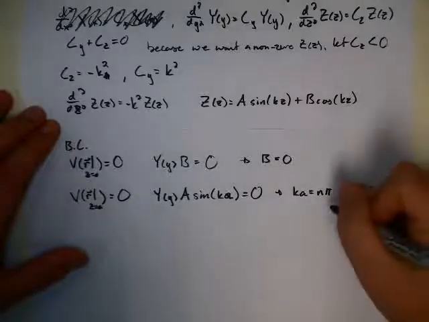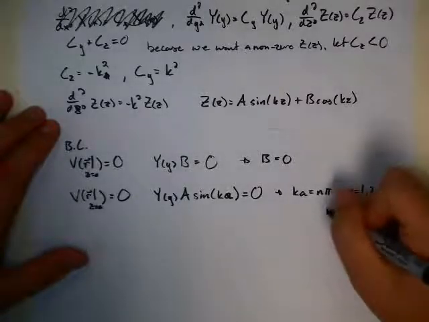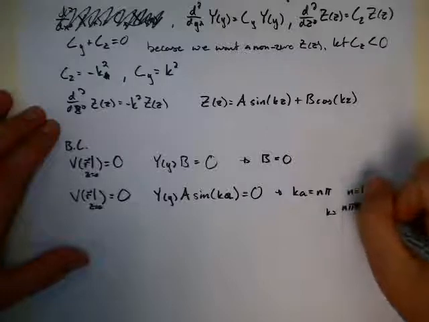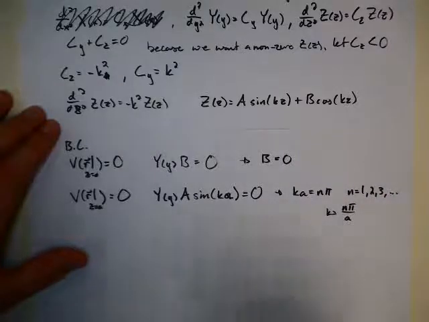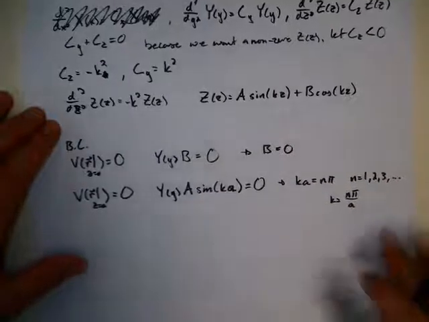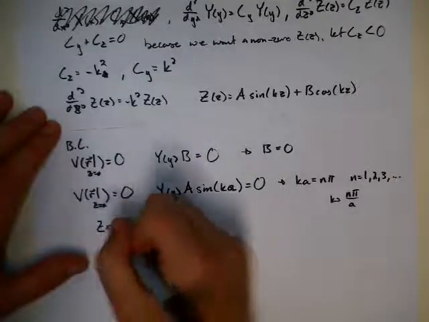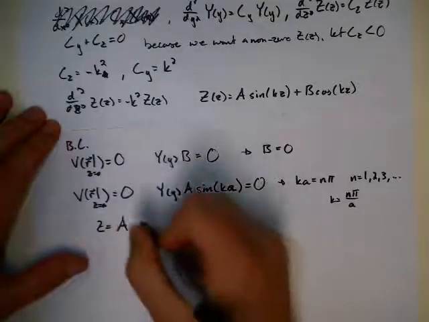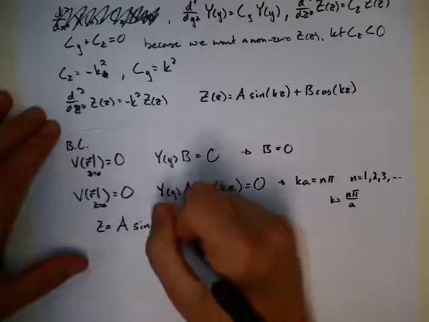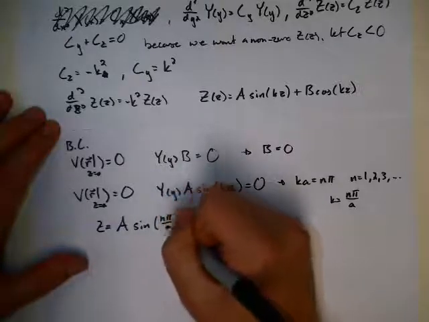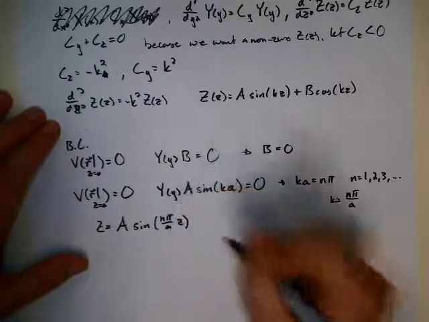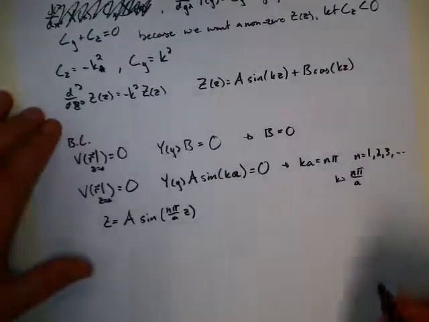So from this, we're going to get, of course, the condition that k is n pi over a. And so that tells us now that z can be this: a times sine of n pi over a times z.